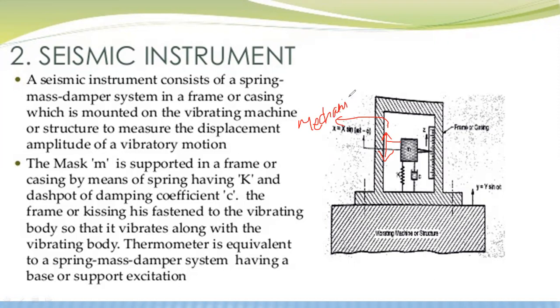Whenever the vibrating machine is on, automatically the mass should be activated. That is the mechanical guide developed on that device. Mechanical guide and relative displacement transducer. It is the relative displacement transducer, and the spring and the damping coefficient.